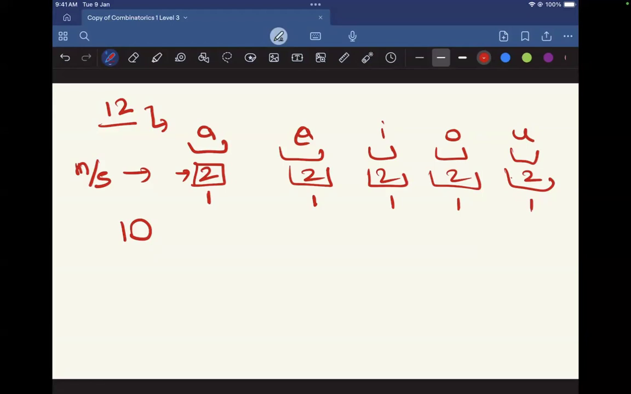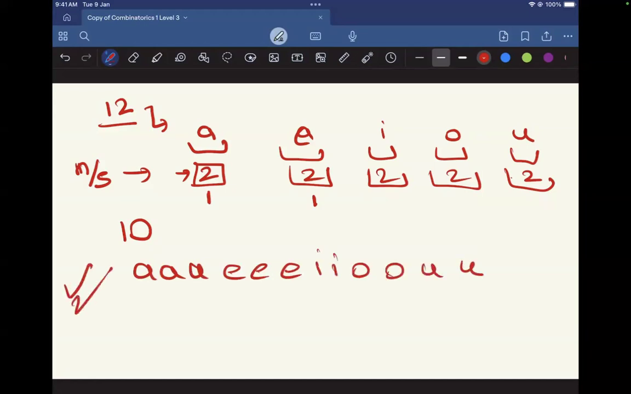Okay. So that is all. So in n is equal to 5, I print A 3 times, E 3 times, I 2 times, O 2 times, and U 2 times. This is the most optimal string.